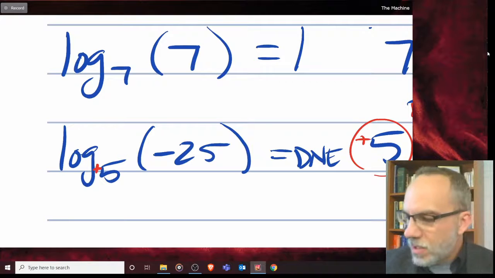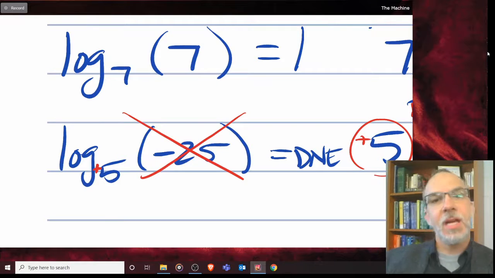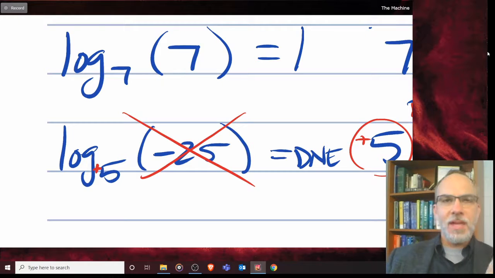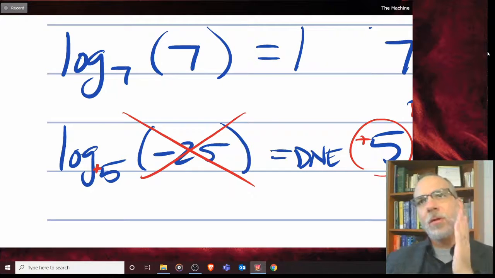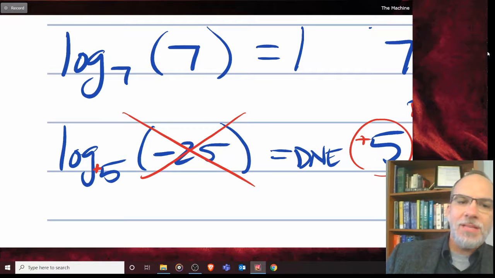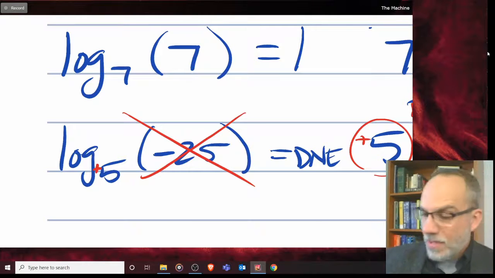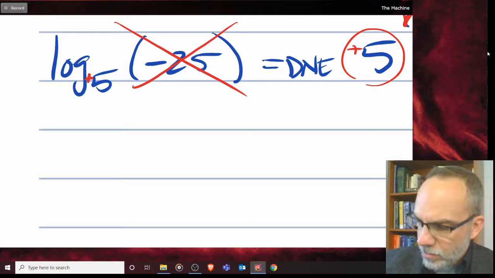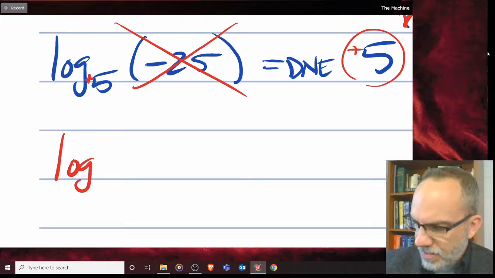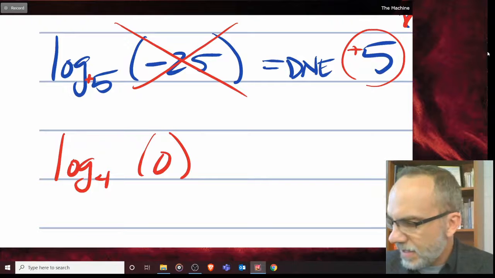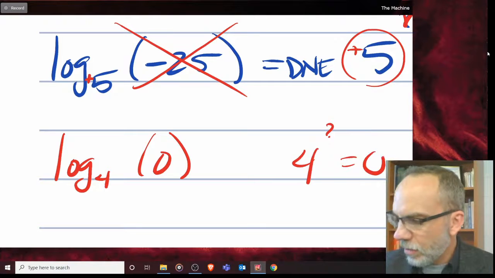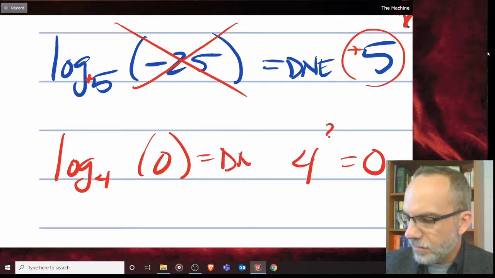So you cannot take the logarithm of a negative number. There is no exponent on a positive base that gives you a negative power. So you can't take the logarithm of a negative number. You can't even take the logarithm of 0. If I said log base, I don't know, 4 of 0, that's asking me 4 to the what is equal to 0. That doesn't exist either. It does not exist.